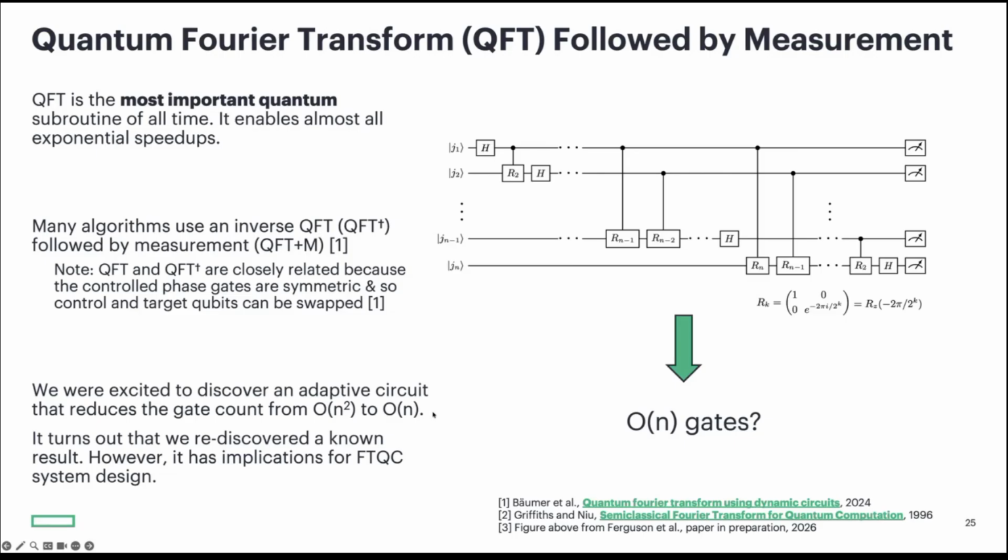In playing around with some adaptive circuits, we were excited to discover a way to reduce the gate count of quantum Fourier transform followed by measurements from order n squared gates. You'll notice here, there's a sequence of about n rotations on each qubit. We can reduce that to order n rotations, where n is the number of qubits. We learned that this actually was a known result that we had rediscovered, but I'm talking about it now because it has real implications for fault-tolerant quantum computers' system design. So let's look at this a little bit.